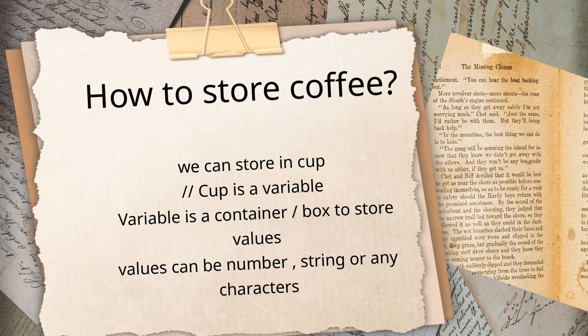So, how do we store coffee? Well, one simple way is to think of using a cup. Now, in programming, we often refer to a cup as a variable. A variable is basically like a container or a box that holds different kinds of information.